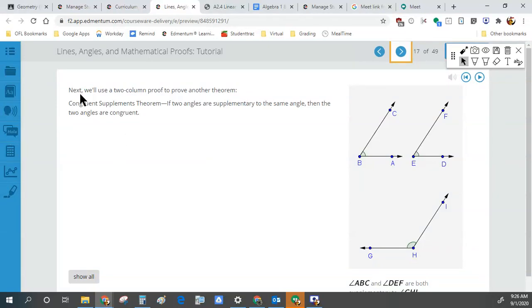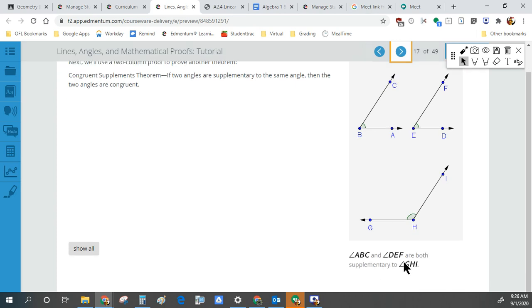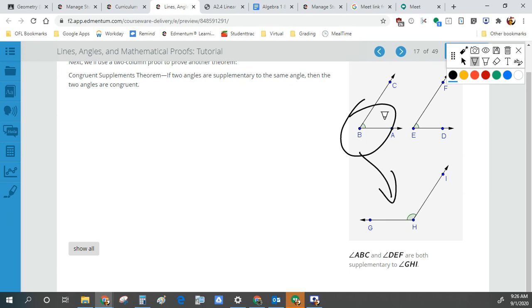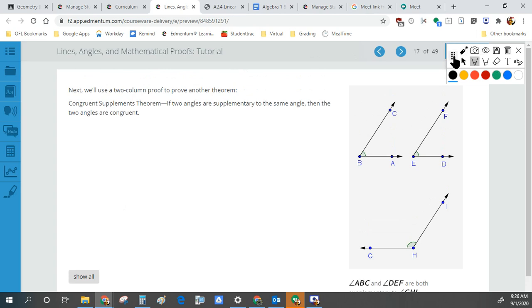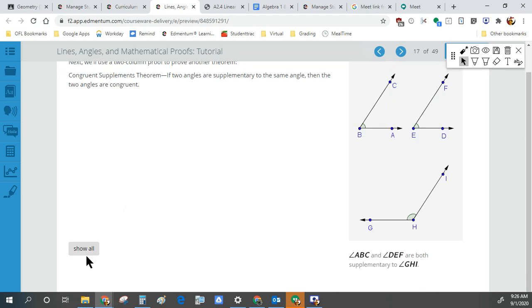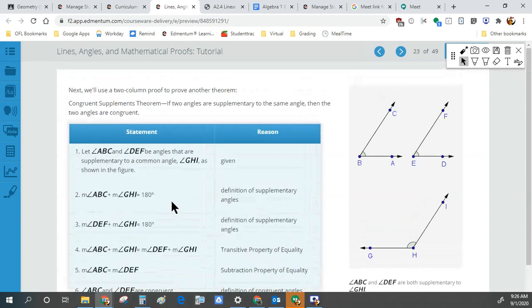All right, so next we'll use a 2-column proof to prove another theorem. We're going to try to prove that this angle and this angle are supplementary. So let's see everything here. I'm just going to click show all.